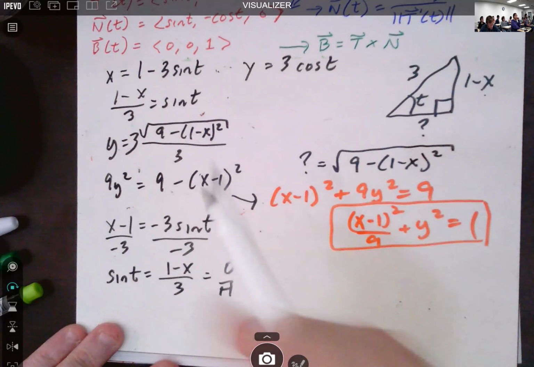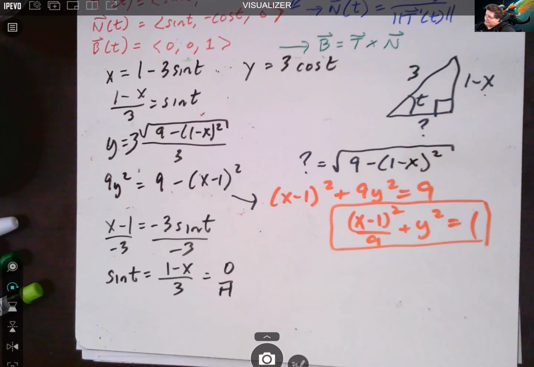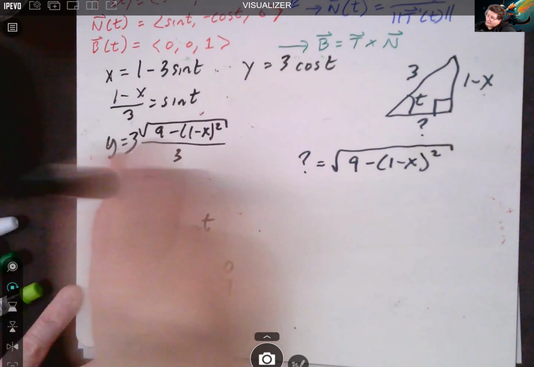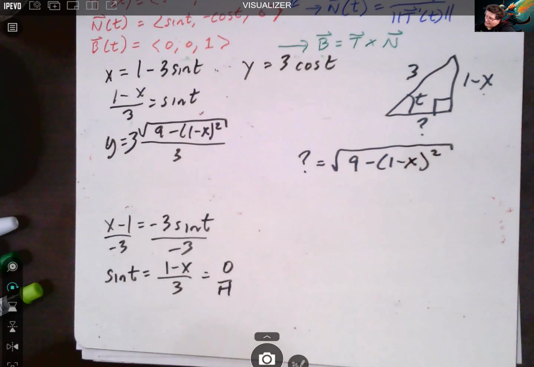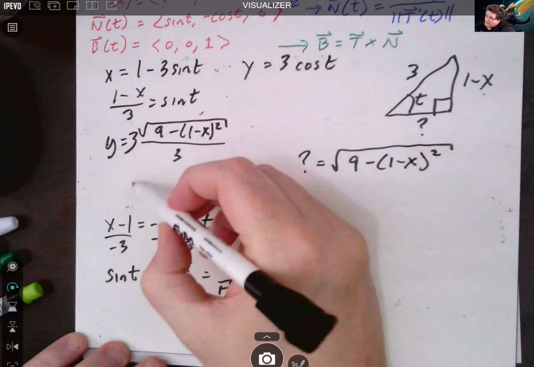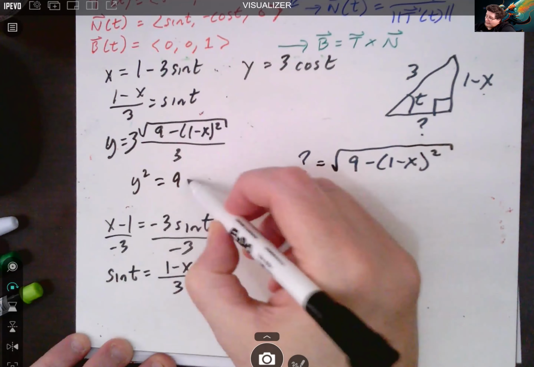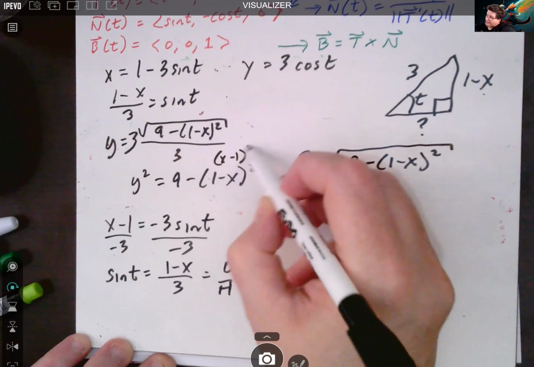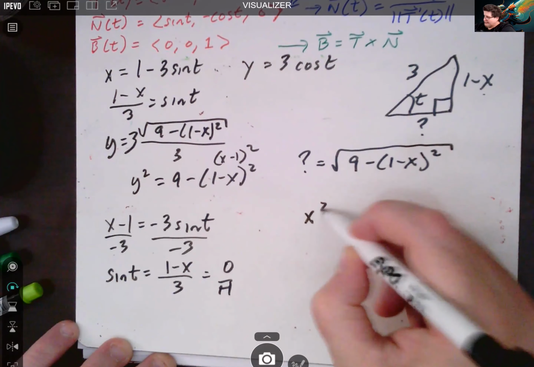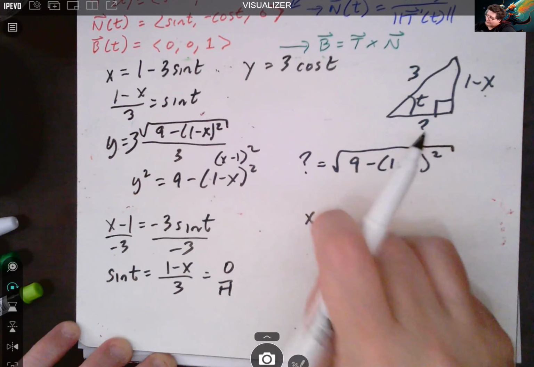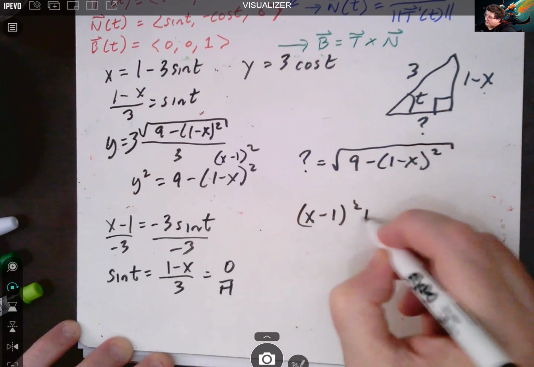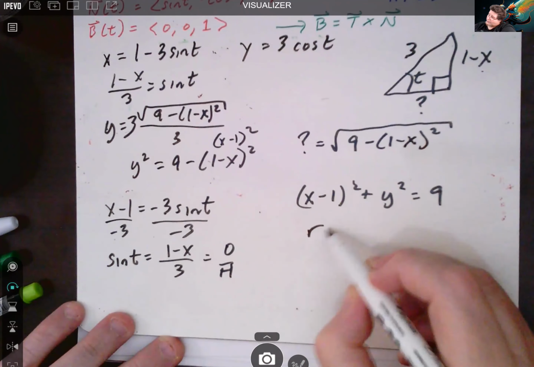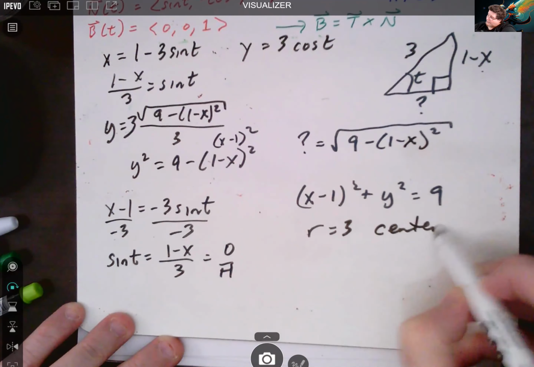That changes everything. I missed that 3. That's why it's a circle. Okay, let's rewind this a little bit there. That's where the mistake was. So the 3's cancel. So I've got y squared equals 9 minus 1 minus x squared. And since this is squared, this is the same thing as x minus 1 squared. And we move that over, and yes, it is just a plain circle. R equals 3, centered at 1, 0.